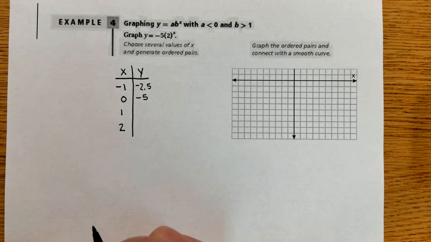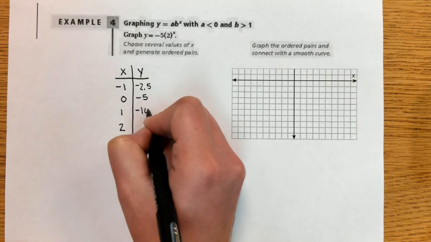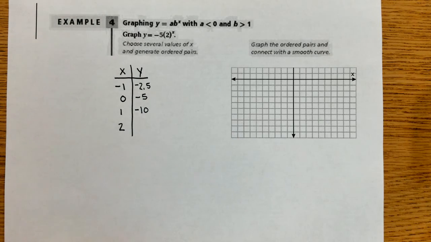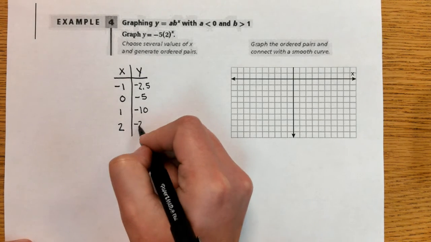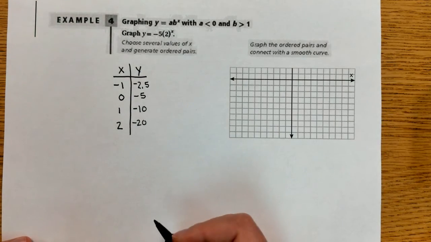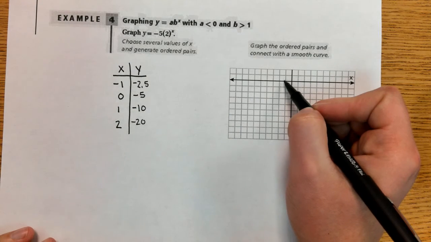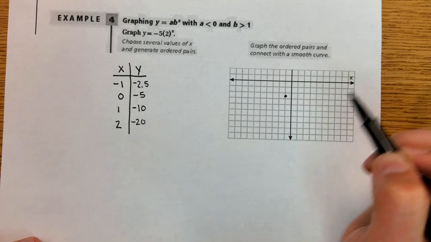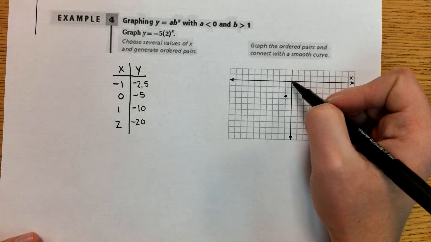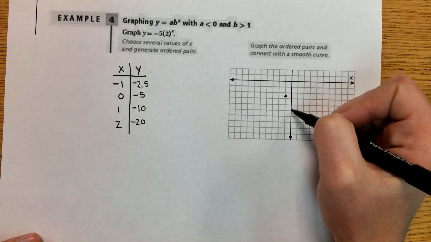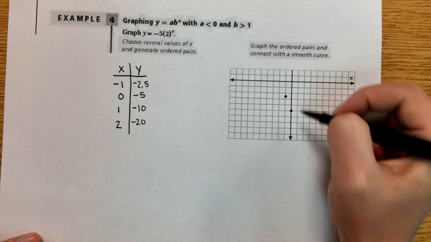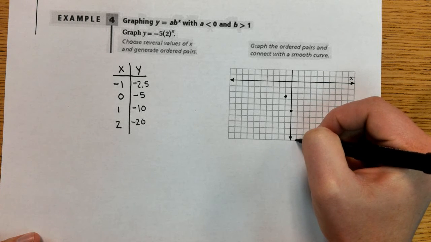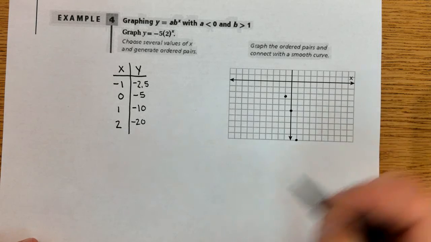And then 1, 2 to the first power gives me 2, times -5 gives me -10. And then 2 squared gives you 4, times -5 will give you -20. So this last coordinate won't fit on my graph. So -1, down 1, 2, and then 1/2. And then 0, -5, so 1, 2, 3, 4, 5. And then 1, 1, -10 will be over here.